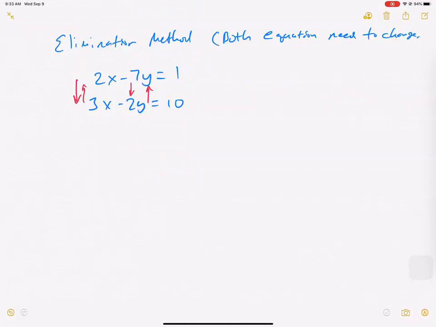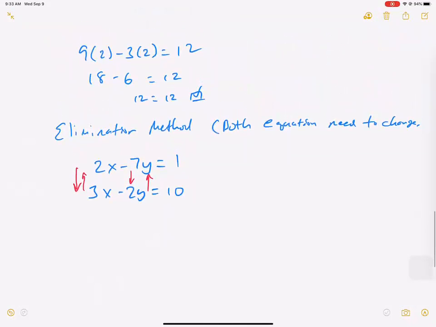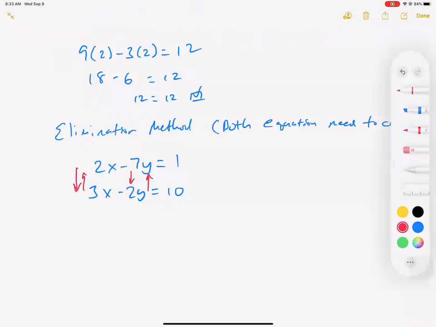Answer is nope. 2 times nothing, that is a whole number, would make it into a 3, or 2 can't make it into a 7. So what we're going to do here is we're going to change them both. Now, you get to choose. Do I want to make the x's look like a common value, or do I want to make the y's look like a common value?